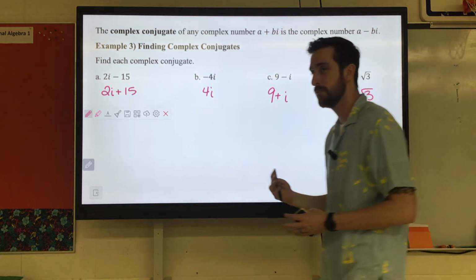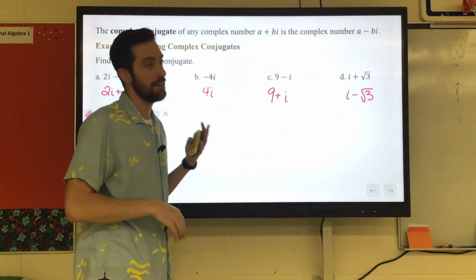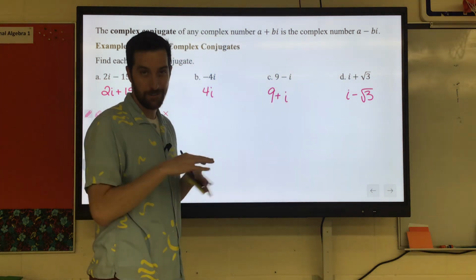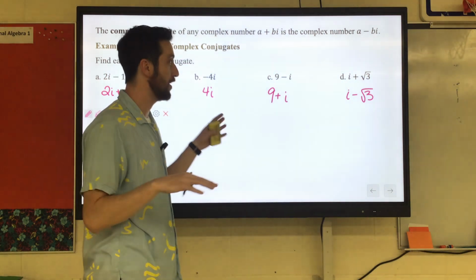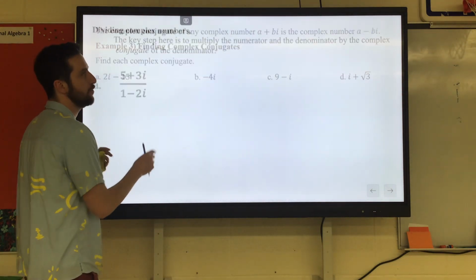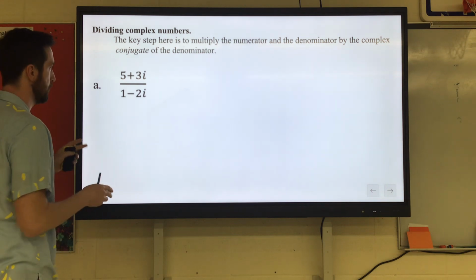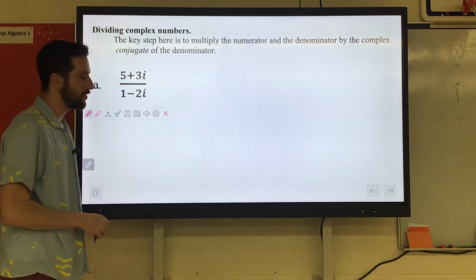We're going to do this when we have imaginary numbers in our denominator. Kind of like you can't have radicals in your denominator, you can't have imaginary numbers in your denominator either. So we're going to have to do what we did when we rationalized denominators earlier. So here's what we do. Look at the denominator, 1 minus 2i.